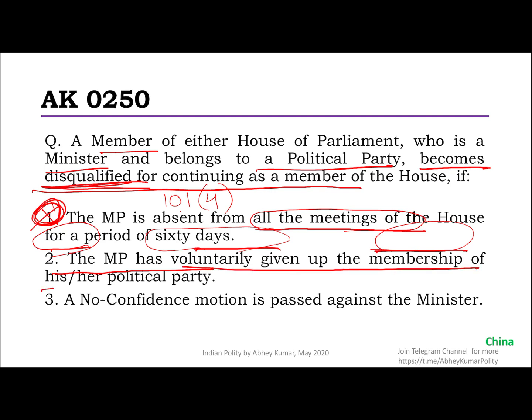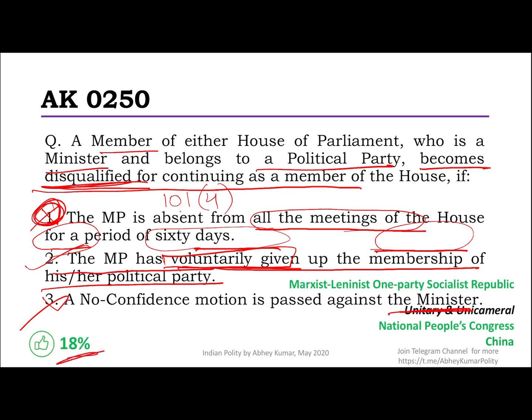Then, the MP has voluntarily given up the membership of her political party. I just told you that if they resign or participate in any anti-party activity, then the member of parliament will be disqualified under the anti-defection law. So the second is definitely correct for us. And then, a no confidence motion is passed against the minister. Well, if the no confidence motion is passed, then all the ministers will resign, but they will resign as ministers. Their seat in the House doesn't go anywhere, right? So the third option is not correct. Not a surprise, but I could see where the confusion is. I hope the confusion doesn't stay anymore.